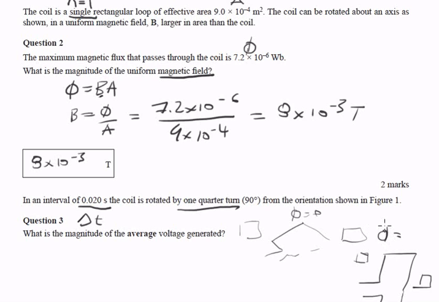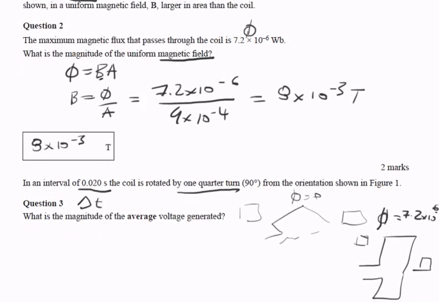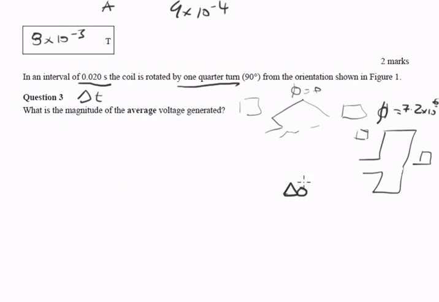So this is flux equals 7.2 by 10 to the minus 6. The change in flux for this quarter turn equals final minus initial, which is pretty easy because initial is 0, so it's 7.2 by 10 to the minus 6. And we know the time it takes to change the flux by that much, 0.02. We don't have to times this by 4 or anything like that because it's only a quarter of a turn. We're going from 0 flux to full flux in a quarter of a turn, and they're giving us the time for a quarter of a turn. So these are the values that we use.